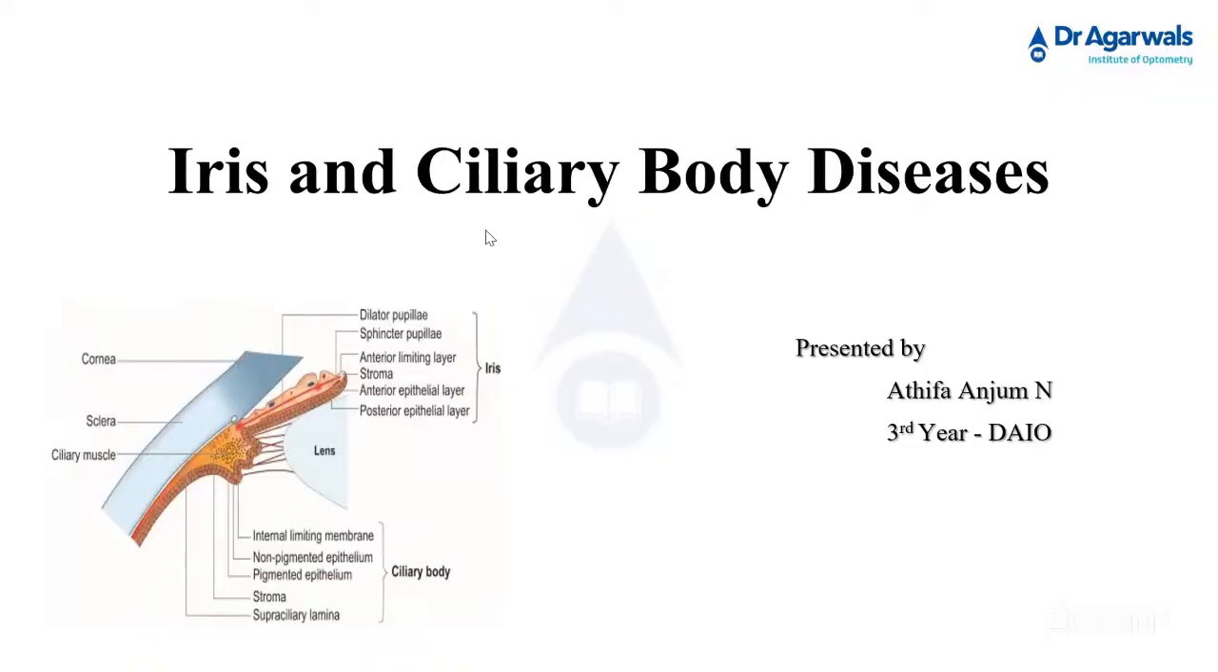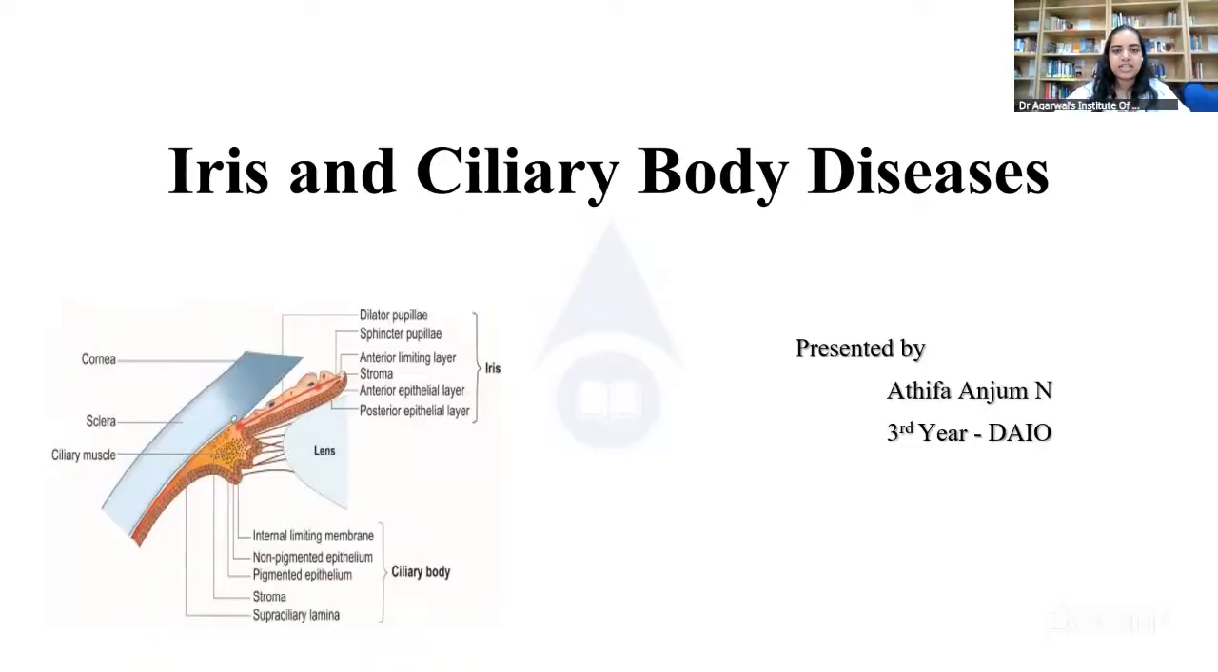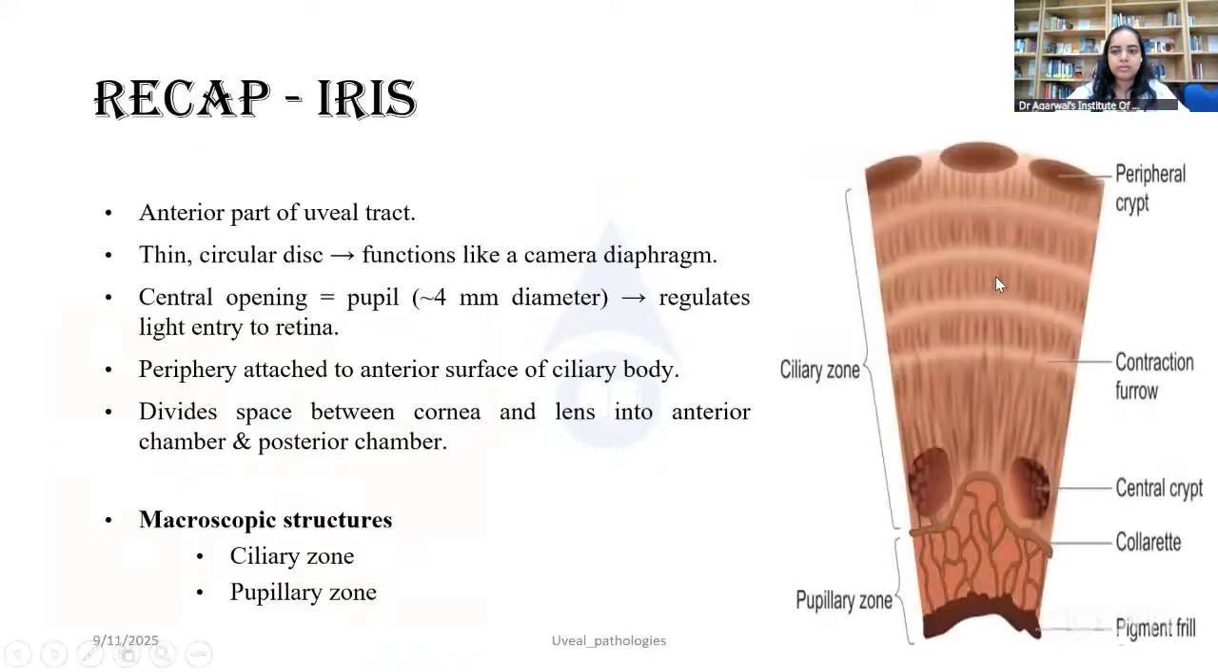The topic is iris and ciliary body diseases. First, basically the anatomy of the iris. Recap. The iris is the anterior part of the uveal tract, shaped like a thin circular disc similar to a camera diaphragm. Its central opening, the pupil, is about 4 mm in diameter. It controls light's entry to the retina.